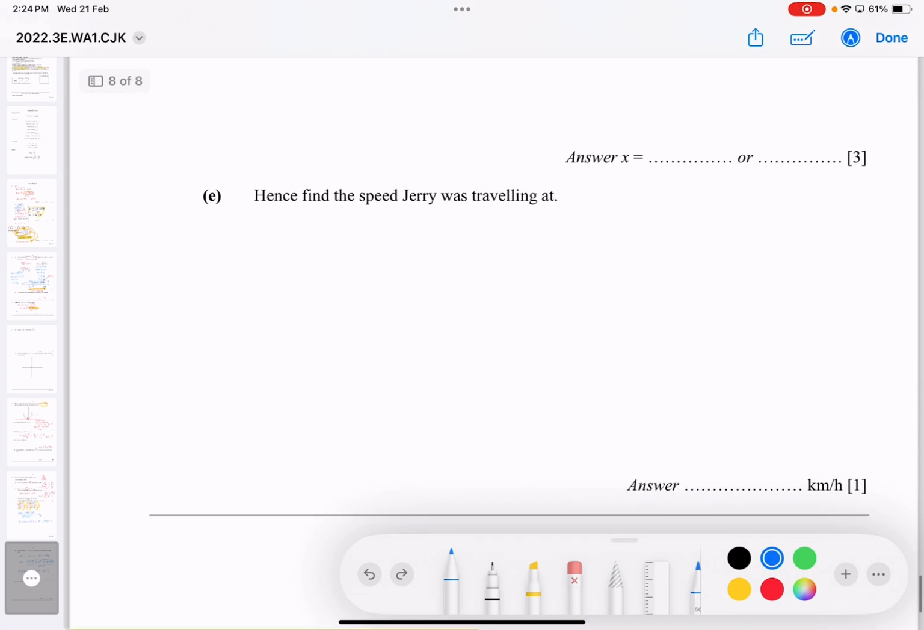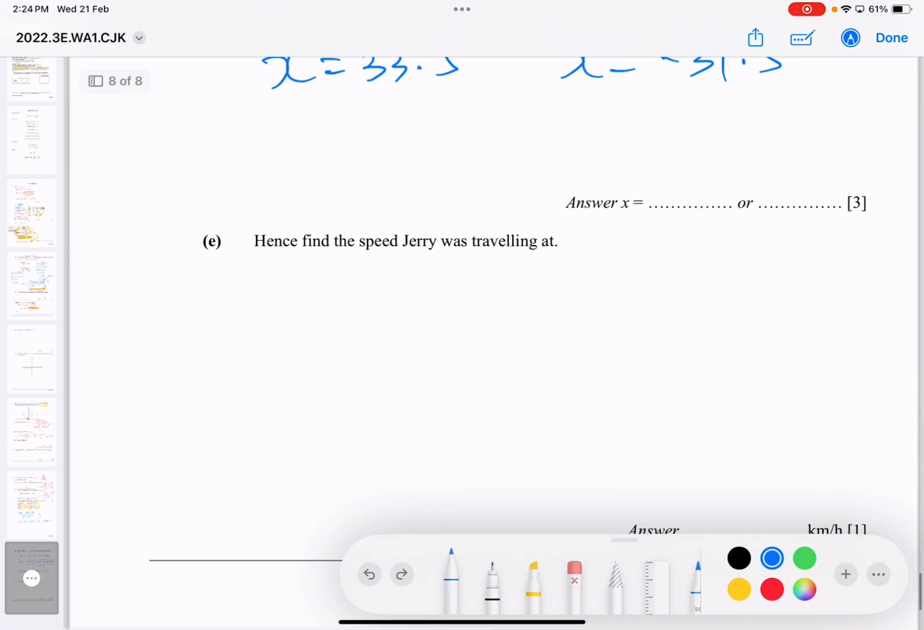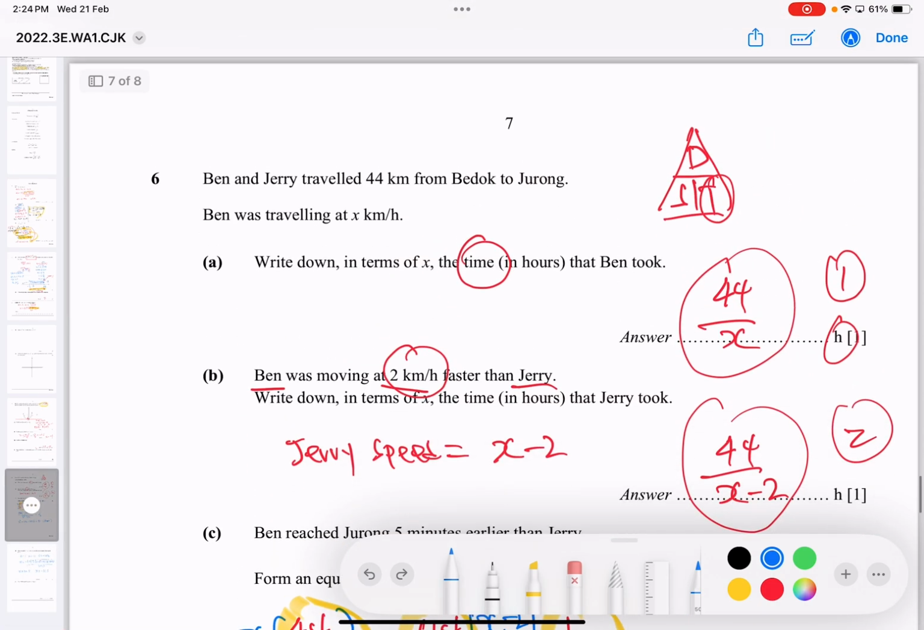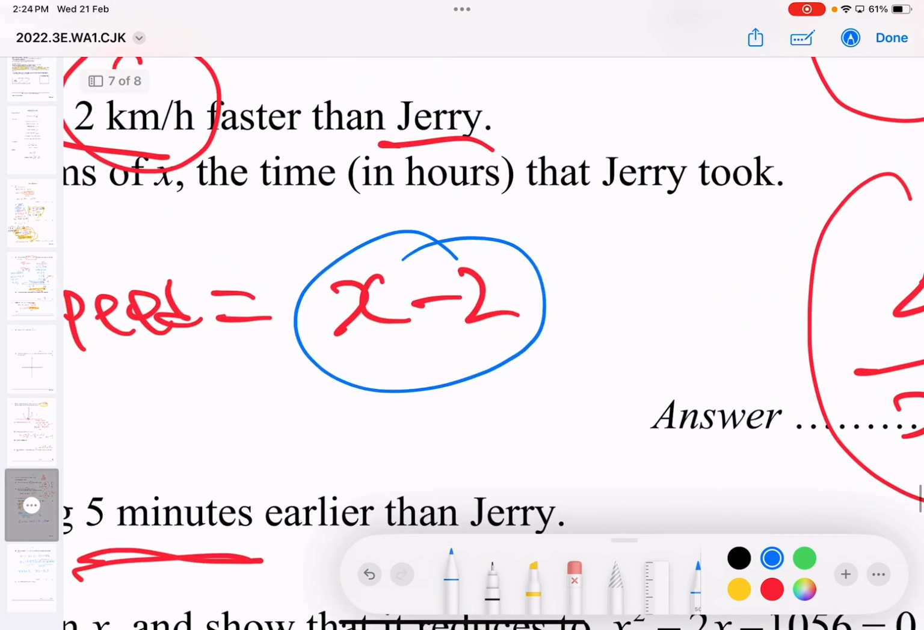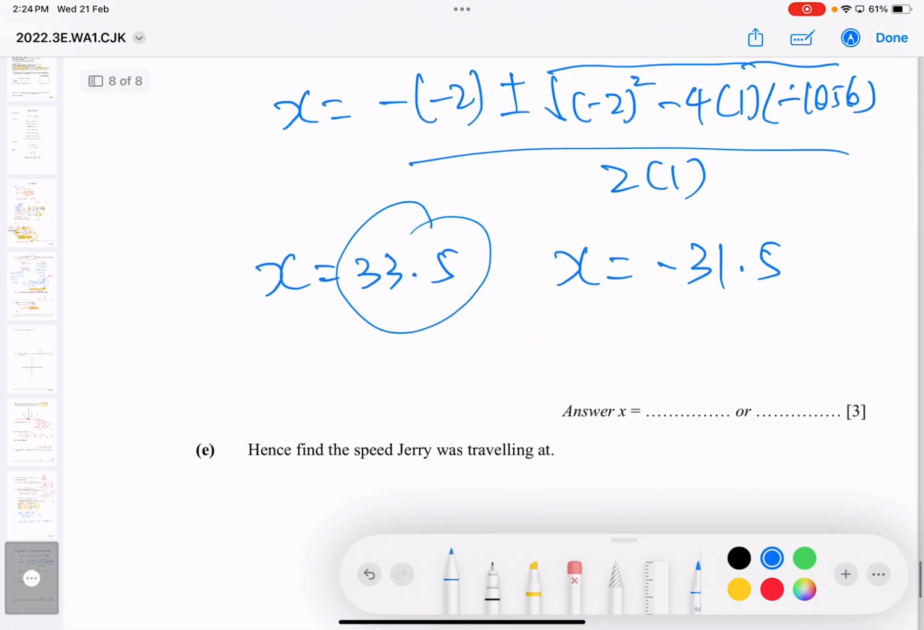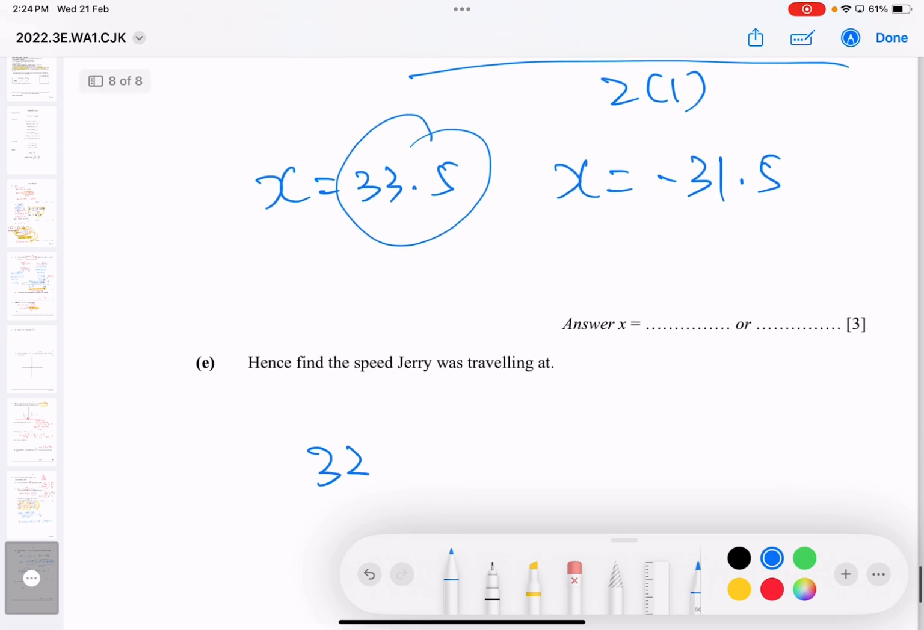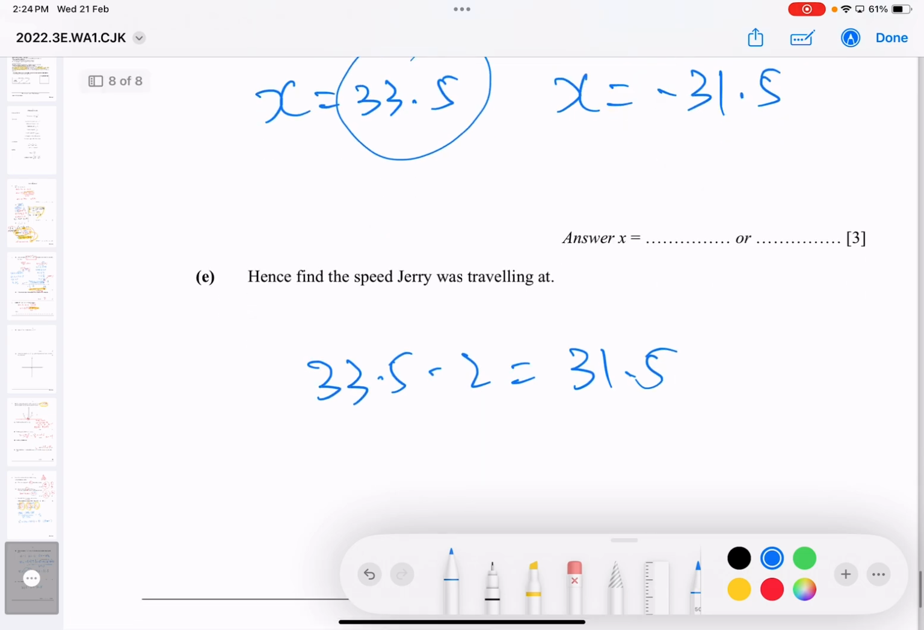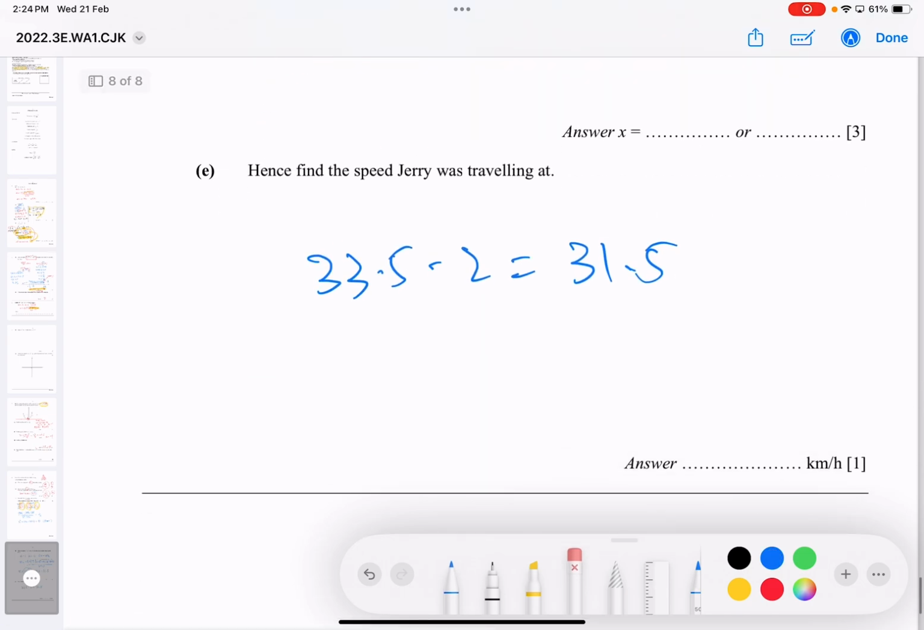Then next one, find the speed Jerry was traveling at. So the speed that Jerry traveled is just x minus 2. Which one should you be using? The positive one. 33.5 minus 2 is 31.5. Don't need to put reject. This one just put 31.5. Okay, so that is all.